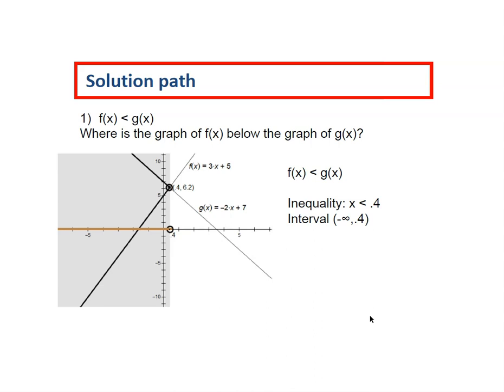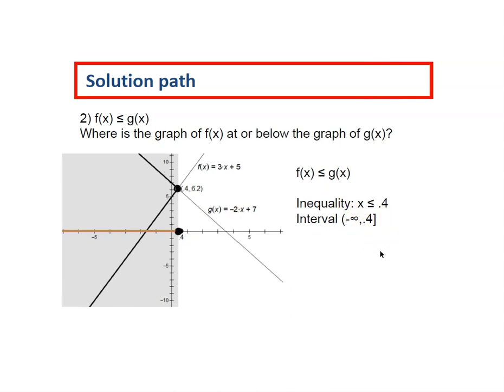For the first inequality, f of x less than g of x, we want to know where the graph of f of x is below the graph of g of x. F is below g when x is less than 0.4. We can see this graphically. We've marked it with the gray band, and notice that we don't include the x values here. We have open circles, and we've marked less than 0.4 on the number line. Our inequality is x less than 0.4, and our interval is negative infinity to 0.4 with open brackets.